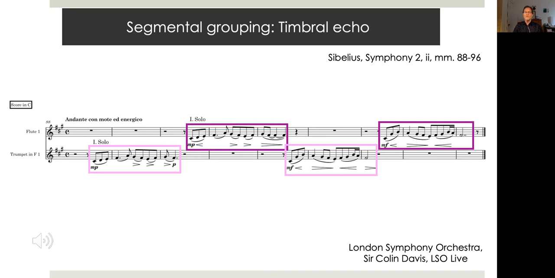One of the pairs that Rimsky-Korsakov indicates to achieve an echo-like effect is flute echoing trumpet, as in this example from Sibelius. So here the change from the brighter trumpet to the mellower flute sound, which also sounds a bit softer, is giving that sense of echo.